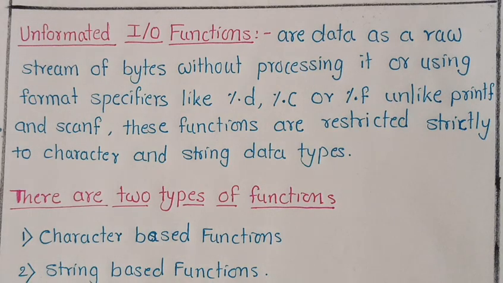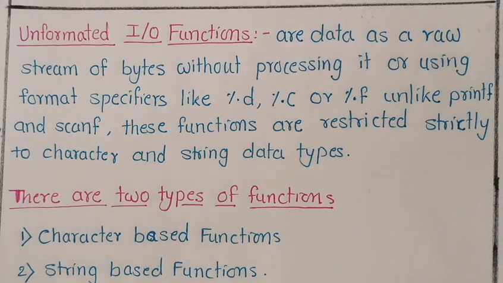Unformatted IO functions handle data as a raw stream of bytes, without processing it or using format specifiers like %d, %c or %f. Whenever you use printf or scanf to print a variable value, you use format specifiers like %d, %c, %f. But here we are not using format specifiers. These functions are restricted strictly to character and string data types.